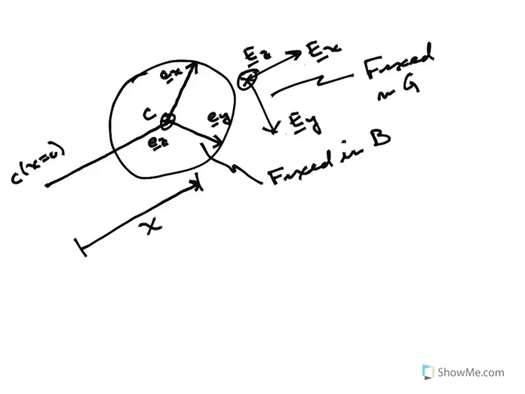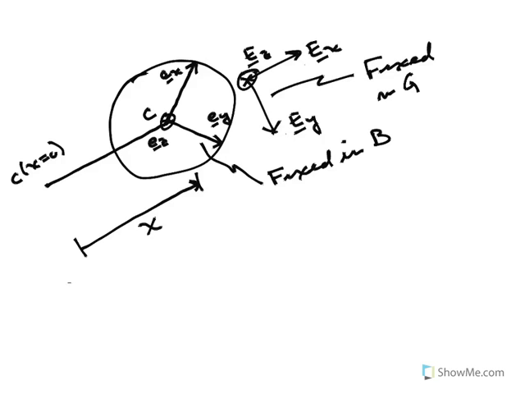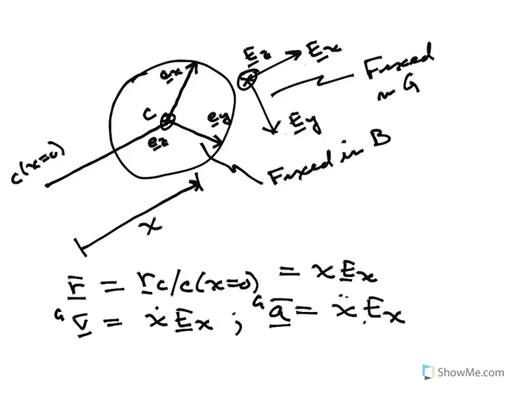Okay, so now in order to do this, we have to get all of these quantities, starting with the acceleration of the center of mass. I know that the position of the center of mass, which is also equal to the position of C relative to where C was when x equals 0, is equal to x ex. That says the velocity is equal to x dot ex, which says the acceleration is equal to x double dot ex. So that gives me the acceleration of the center of mass of the sphere.